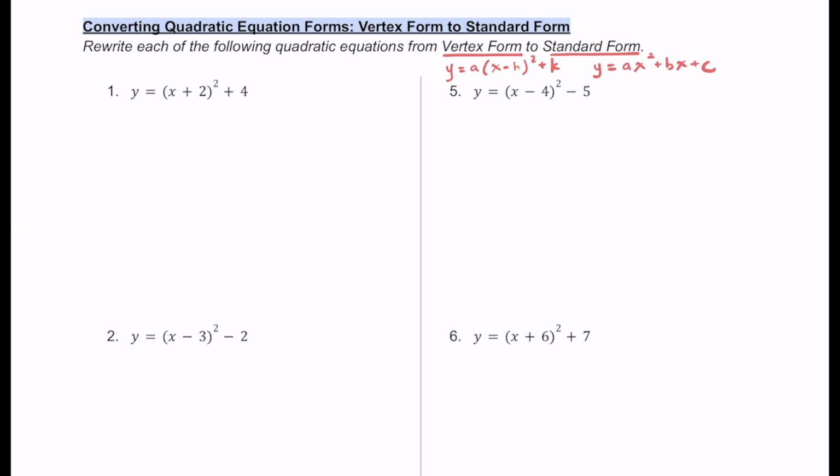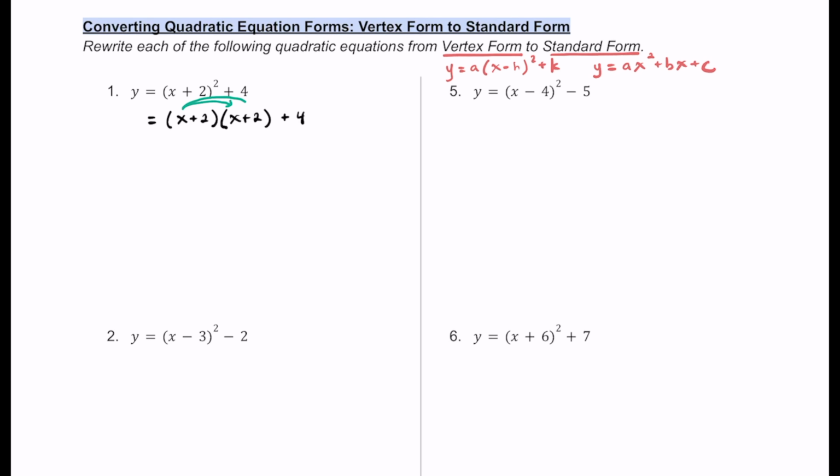Let's get started. For number one, we have y is equal to the quantity of x plus 2 squared plus 4. So technically there's a 1 in front of the parentheses, but we don't have to deal with that. The first thing we're going to do here, I'm just going to write this out to be super clear, but this x plus 2 squared really means the quantity of x plus 2 times the quantity of x plus 2. And then we're going to add 4 on the outside. So remember that you have two of these binomials. Next, we're going to go ahead and distribute or FOIL this whole thing out.